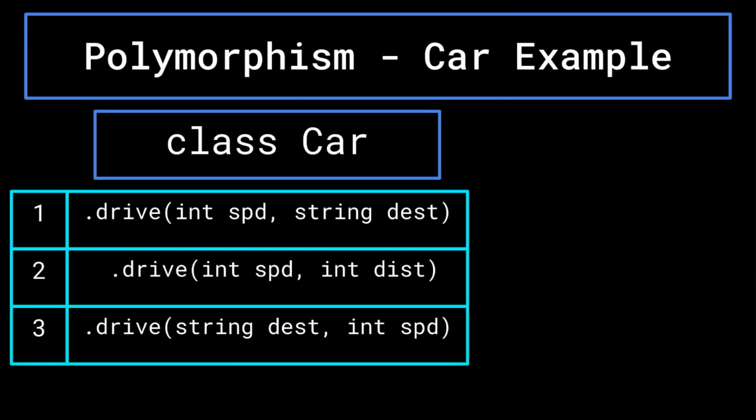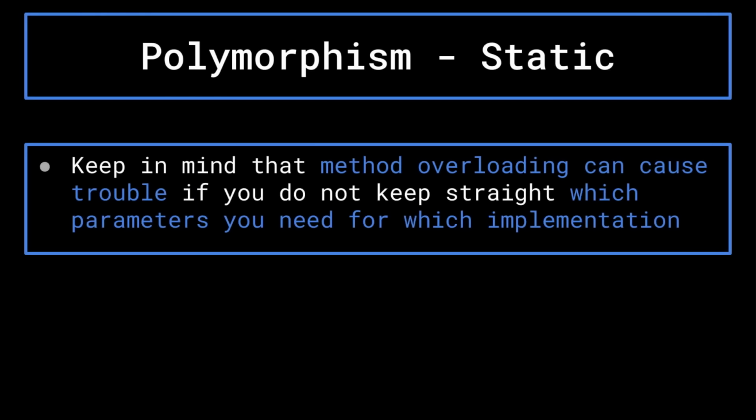When implementing method overloading, the different methods tend to have separate but similar effects. Despite drive method 1 and drive method 3 taking the same parameters, it is likely that their implementation would be different and thus would achieve separate effects. Otherwise, there would be no reason to have both methods. Keep in mind that method overloading can cause trouble if you do not keep straight which of the method's implementations you would like to execute and what form of the argument is required to do so.